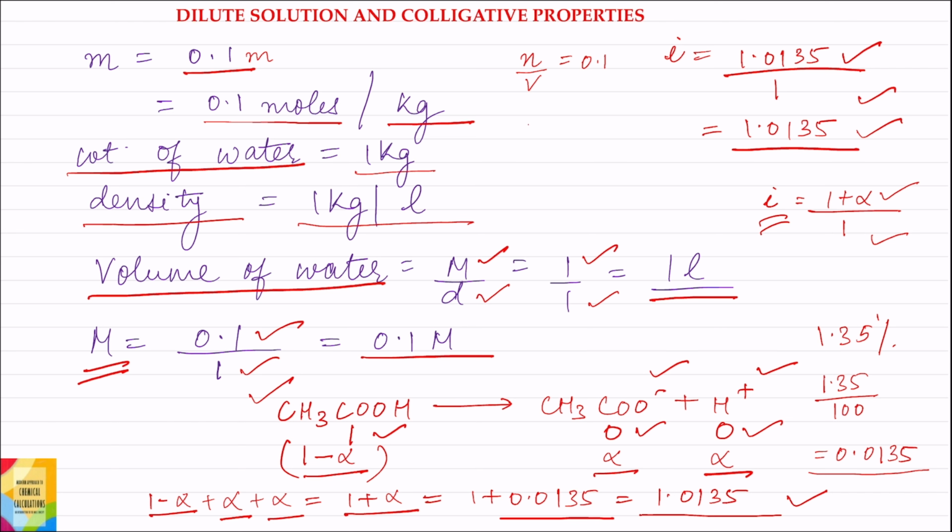and the osmotic pressure becomes equal to n by V, that is 0.1 into R into T. This is for no dissociation. And when there is dissociation, the value of osmotic pressure will be equal to i into 0.1 into R into T.